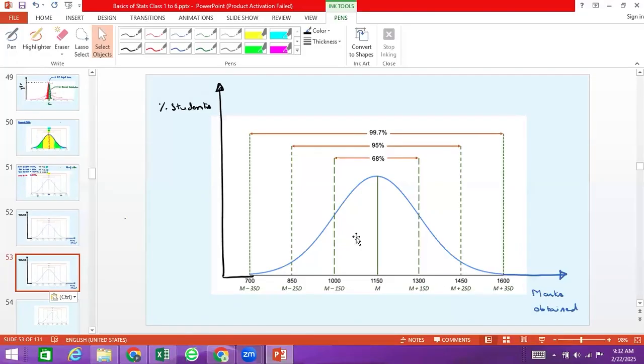Exactly. So these numbers are fixed, and based on this, people do a lot of calculations, and a lot of assumptions are made just based on this rule.